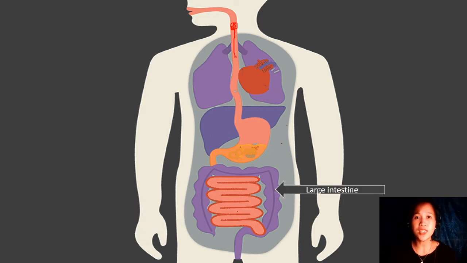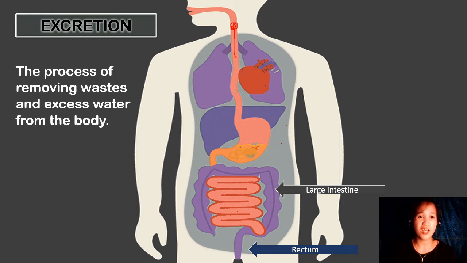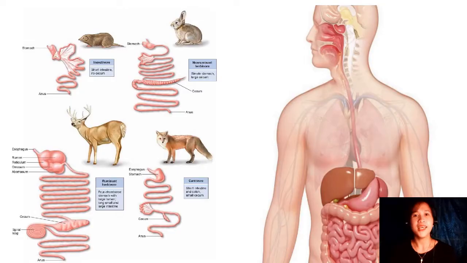Right? So this waste, including water that was not reabsorbed, is temporarily stored in the rectum before it is excreted out of the body through the anus. When we speak of excretion, this is the process of removing waste and excess water from the body. Digestion in other organisms works similarly.